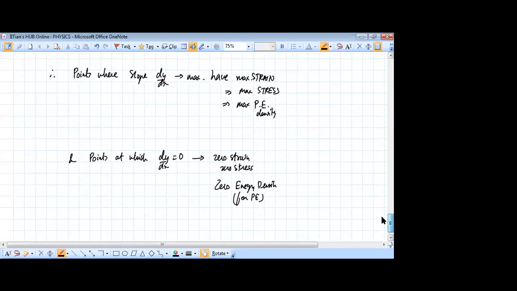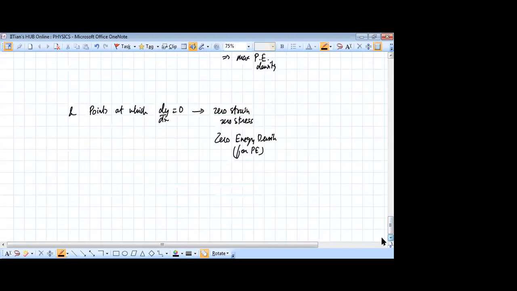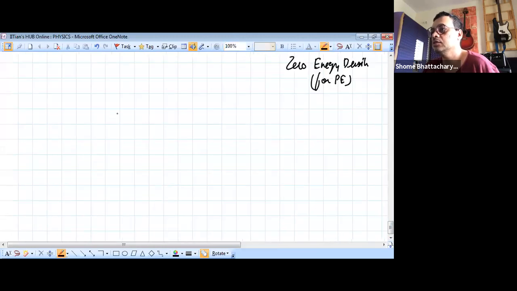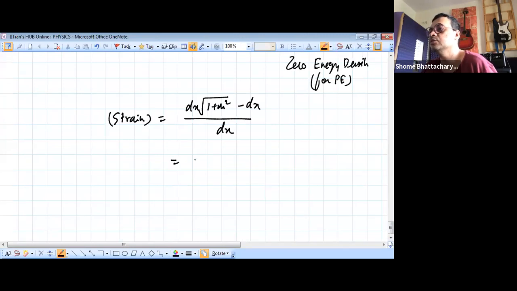Yes, sir. So, in fact, we can even do a calculation of this. As a calculation, it will become like this: your instantaneous strain at a point will become (dx into square root of 1 plus m square minus dx) upon dx. So, here we can use binomial approximation.